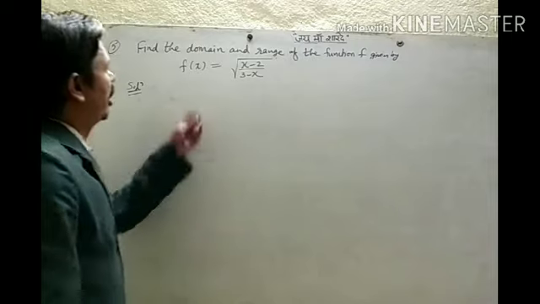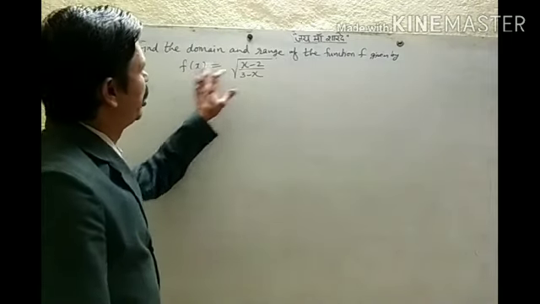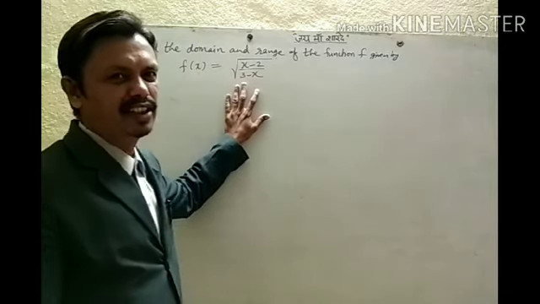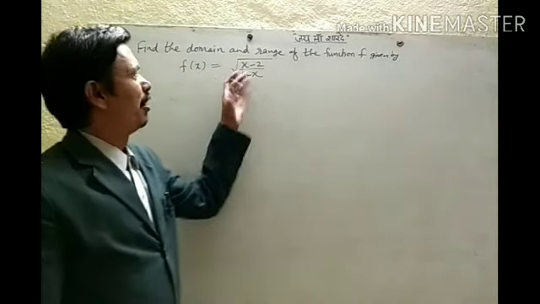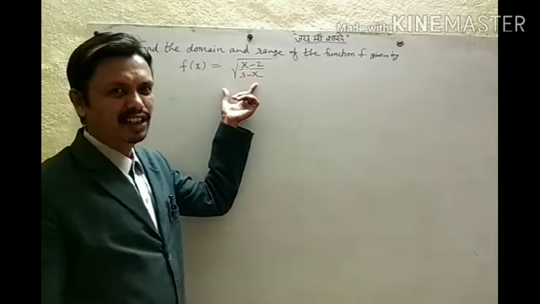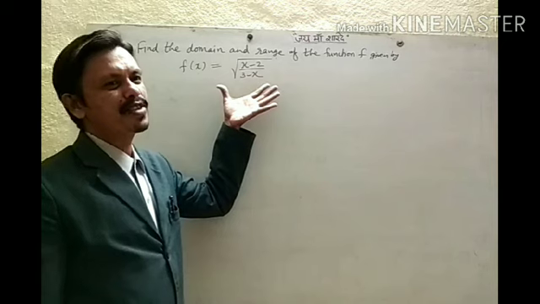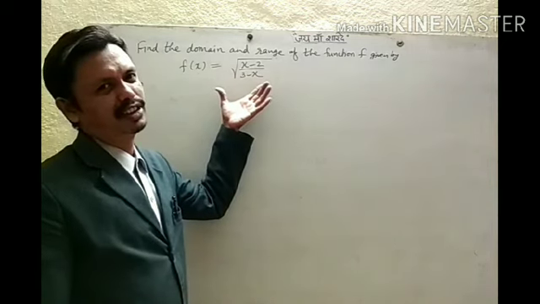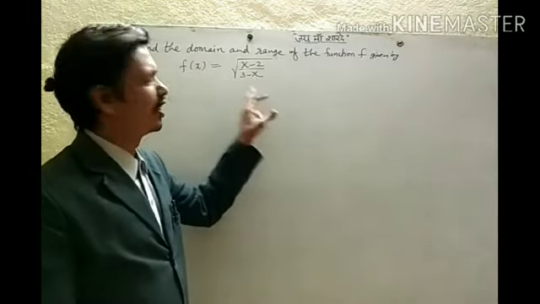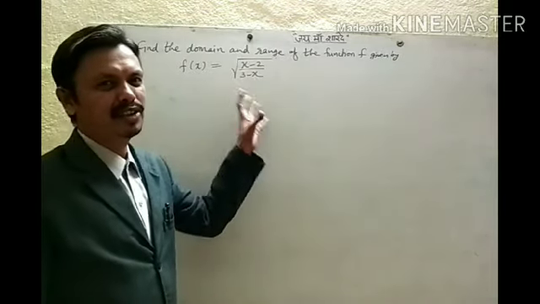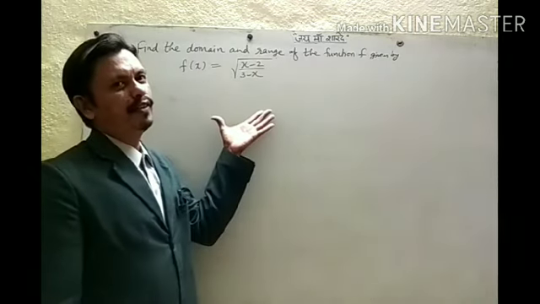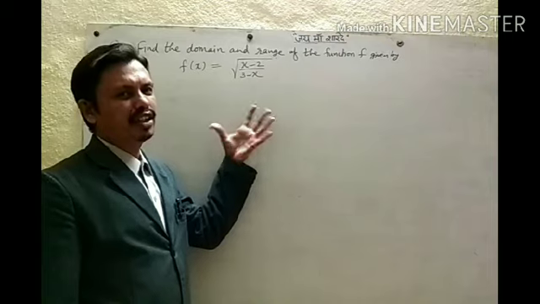Now one question we have: find the domain and range of the function f(x) equal to root of x minus 2 upon 3 minus x. Okay? You have to solve this question, find its domain and range, and write the answer in the comment box. This is your homework. Complete this, the first and this last question, and write the answer in the comment box. Check. If you have any doubt, you can write in the comment box.